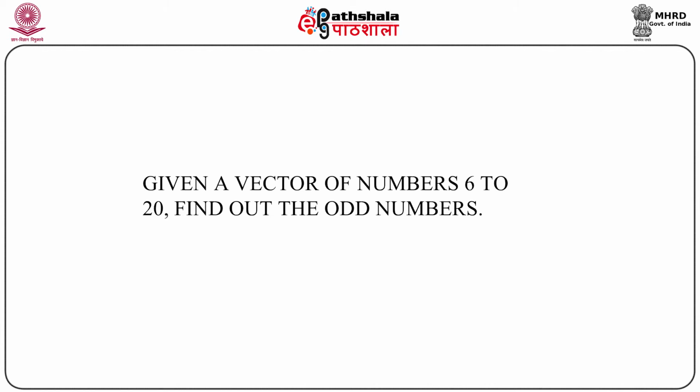Now consider this problem. It looks pretty similar to the previous one. Here we are asked to find the odd numbers where we are given a set of values 6 to 20. So basically we want to find the odd numbers between 6 and 20. Let's see how to handle this problem.